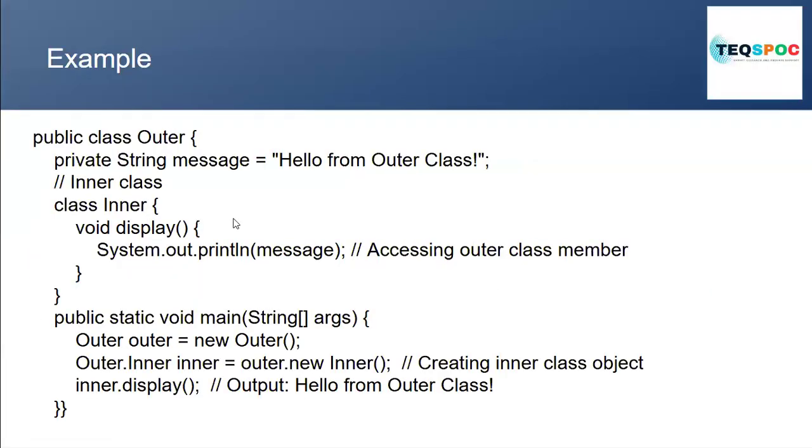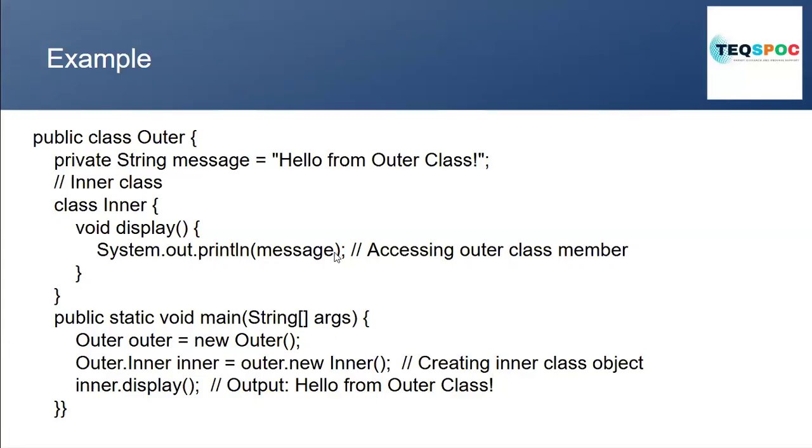Now this is a basic example: public class, this is the outer class. This is one string variable, message, which holds hello from outer class. Now we have created one more class inside it, named inner, and we have created one method, void display, which prints some message. This shows that the inner class can access the variable of the outer class.